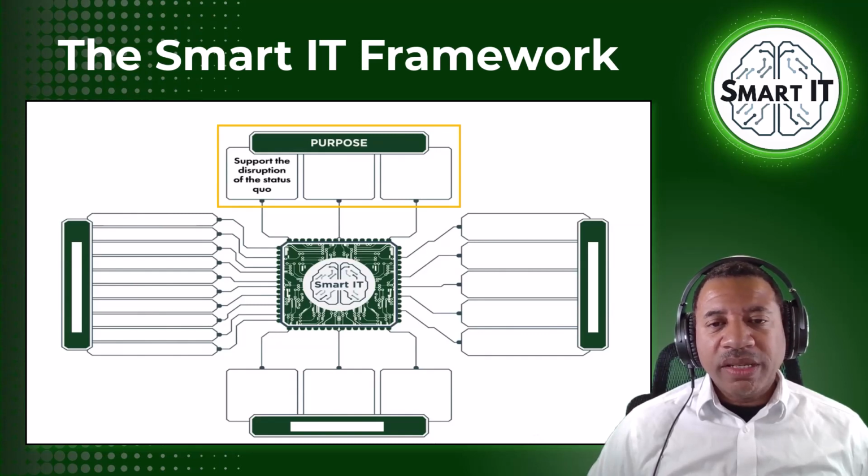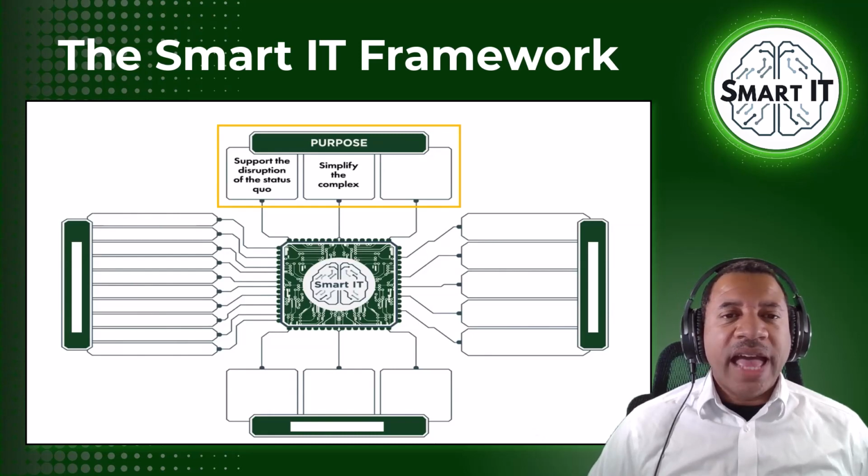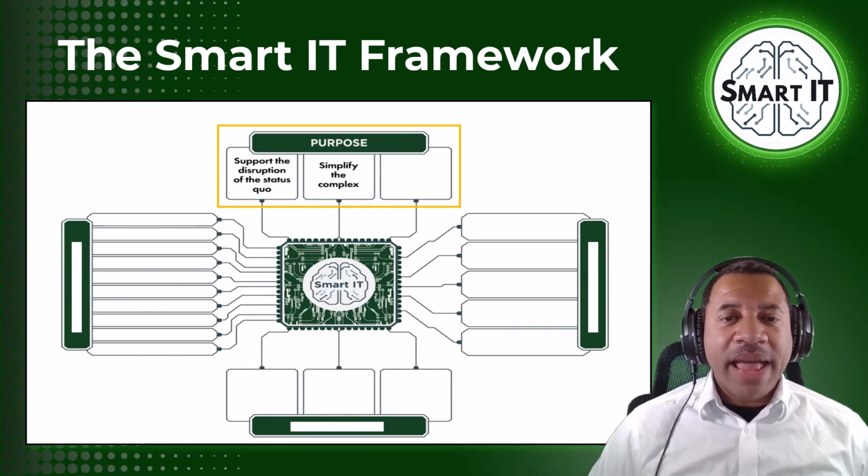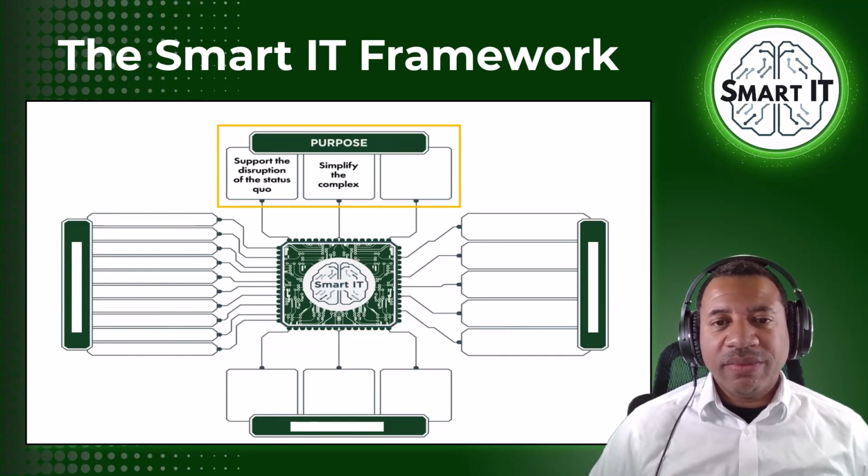The second purpose is to simplify the complex. Everything that IT does has some element of technology that must be consumed by end users, by the businesses, by our customers. The more that we provide on the front end, the more complex it gets on the back end. IT is the master of complexity, making the simple push of a button do a lot of magic in the background.